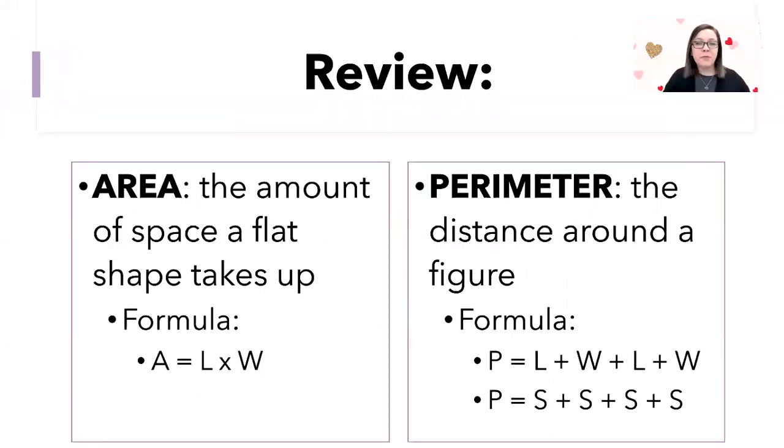Let's review a few things before we get started. Remember, the area is the amount of space a flat shape takes up. The formula that we typically use for area is length times width. Perimeter means the distance around a figure. The formula that we use is length plus width plus length plus width, or we can say side plus side plus side plus side. What we need to remember for perimeter is that we need to add up all of the measurements around the outer edge of a figure.